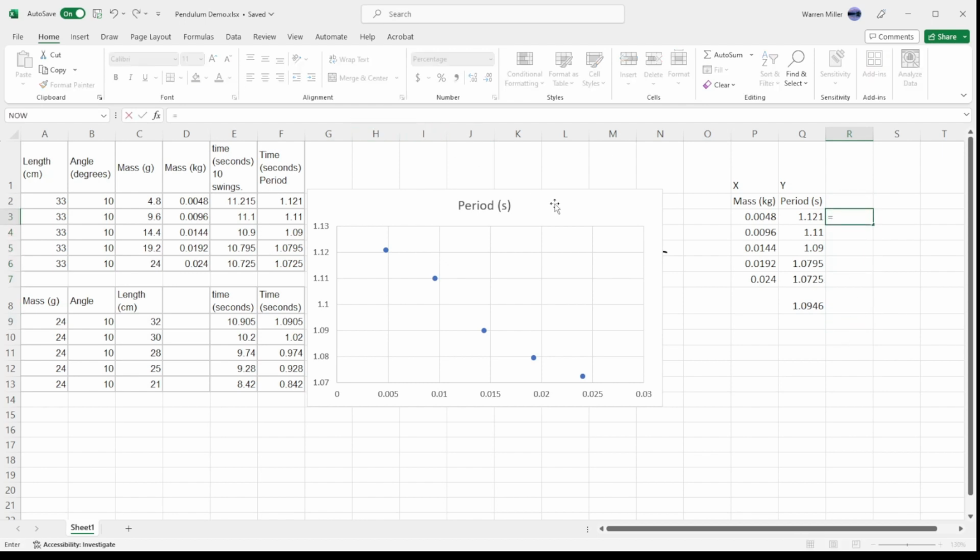That's going to be equal to, you know what I'm going to do? I don't want to change this. I want this number to be important to me. So I'm going to name this cell. We're going to call this average, right?